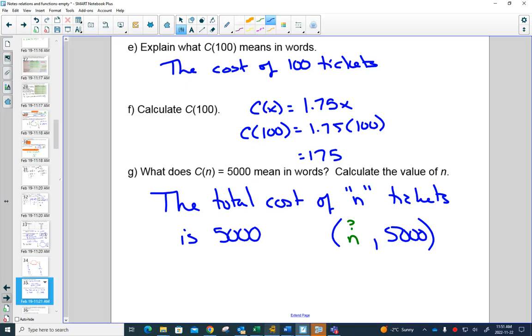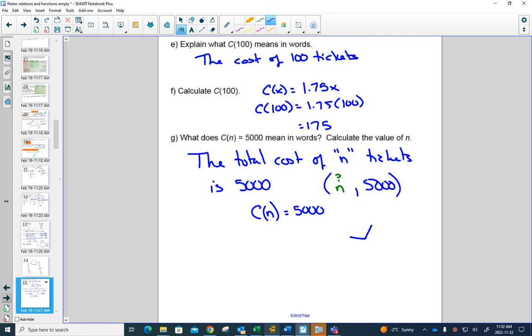The cost of N tickets is 5,000. It's gonna be more than 100, right? So the 100 only costs 175. What about 1,000 tickets? No, 1,000 tickets cost too much. 500? How would we figure this out? We know that C of N is 5,000. But is it the 1.75 thing still? Don't we just divide 5,000 by 1.75?